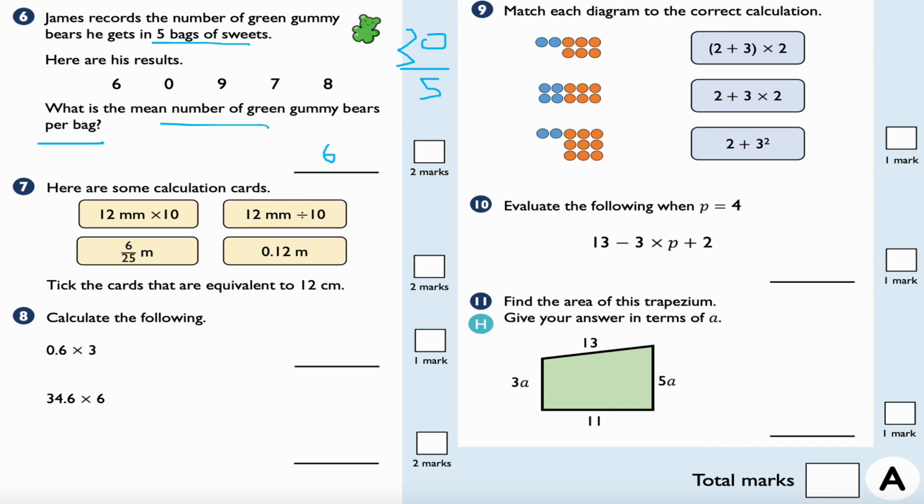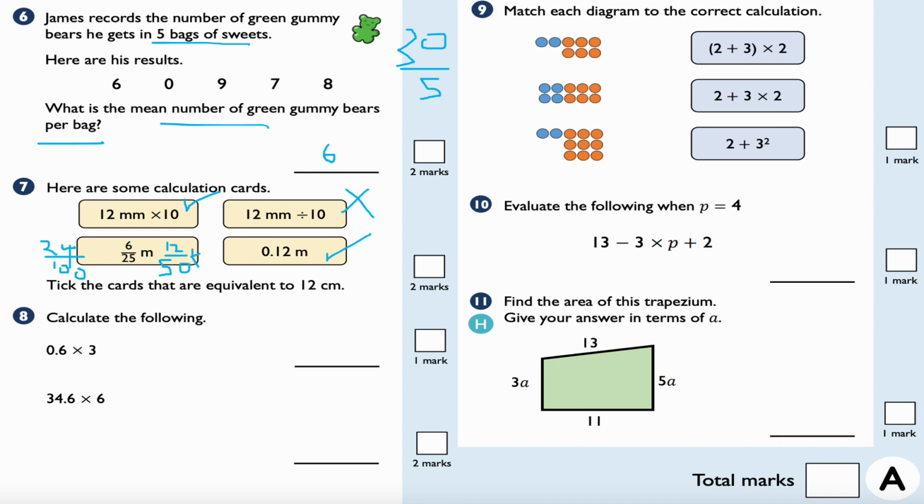Okay, this is question number 7. Here are some calculation cards. Tick the cards that are equivalent to 12 centimeters. So that one is yes. That one is as well. Okay, this one isn't, because it's 1.2 millimeters, which is 0.12. This one, if I just convert it over 50 to make it a bit easier, so it's going to be 12 out of 50, which is equal to 24 out of 100, which is equal to 0.24. So that one's not quite right. So that one is not equivalent, no.